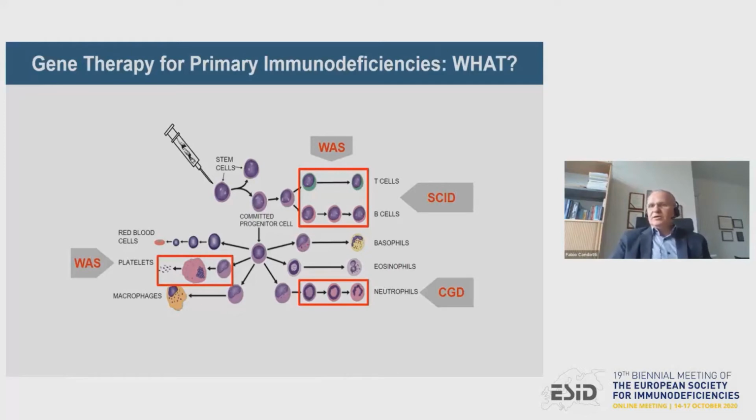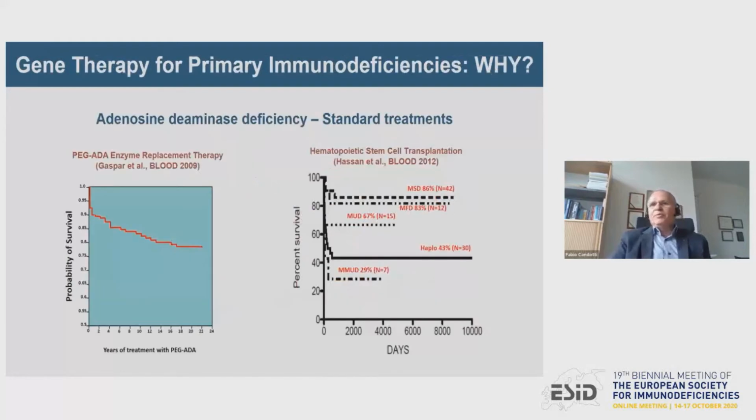Now, why should we think about having gene therapy as an option for primary immunodeficiency diseases? There are many different reasons, but one of the most compelling, of course, is that for some diseases, the available treatments are not satisfactory. I'm giving you here the example of adenosine deaminase deficiency, which can be treated by injections of PEG-ADA as an enzyme replacement therapy, or can be treated with allogeneic bone marrow transplantation. As you can see from these two graphs here, the probability of survival is less than 100% in both cases, and therefore that leaves room for improvement, even though these treatments, of course, are life-saving and can be used to prolong the life of our patients.